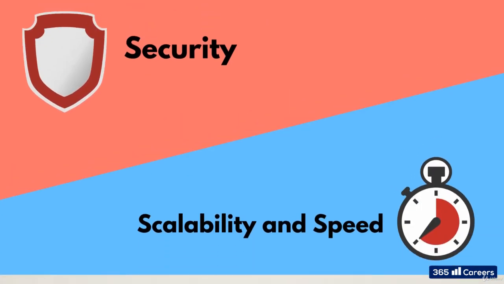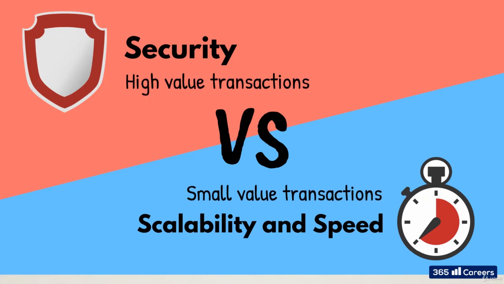Finally, we should note that in all systems there is an inherent trade-off between scalability and speed on the one hand and security on the other. For high-value transactions, perhaps it will always be better to process them directly on the main blockchain for the sake of security. Small-value transactions may be better served using the off-chain scaling solutions we discussed.